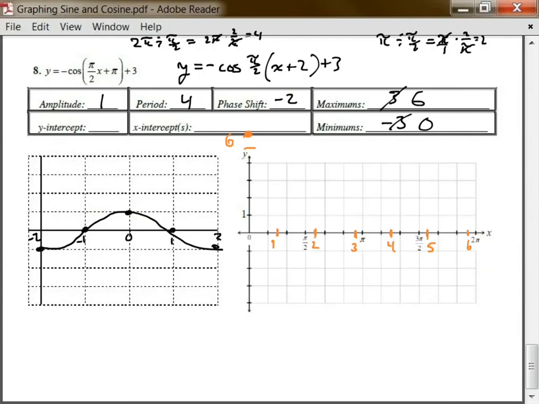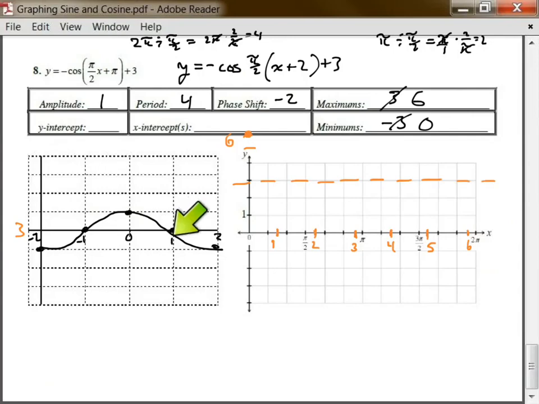At 1 we're going to go to the midline. Now the midline used to be 0. What's our midline now? Oh yeah, we shifted up 3, and so our midline is going to be at 3. And so I'm going to go over to 3, and I'm going to draw this dotted line thing. You'll like this dotted line thing, this midline, because it helps you find all the other points.